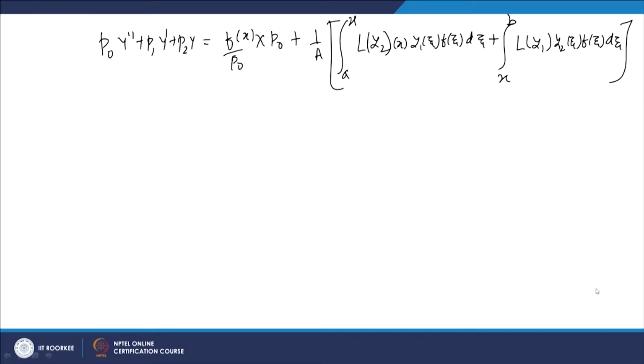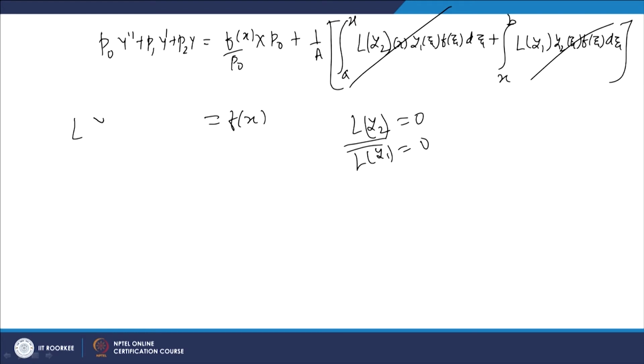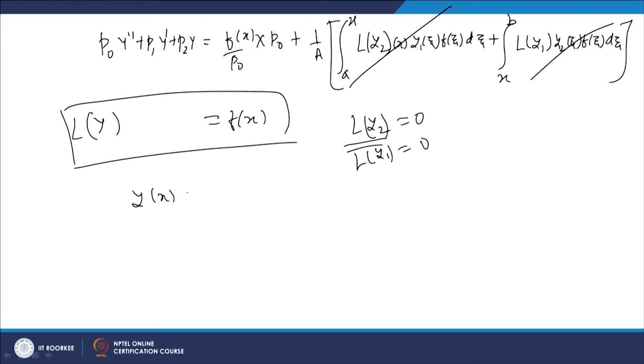So now we already know that y2 is a solution of L of y2 satisfying the boundary condition. That is not required, in fact L of y2 is equal to 0, similarly L of y1 is equal to 0. So using this that term is simply gone. So what is left is that f of x. So it means that L of y is given as f of x, where y is given as integral a to b g xi f of xi d xi.